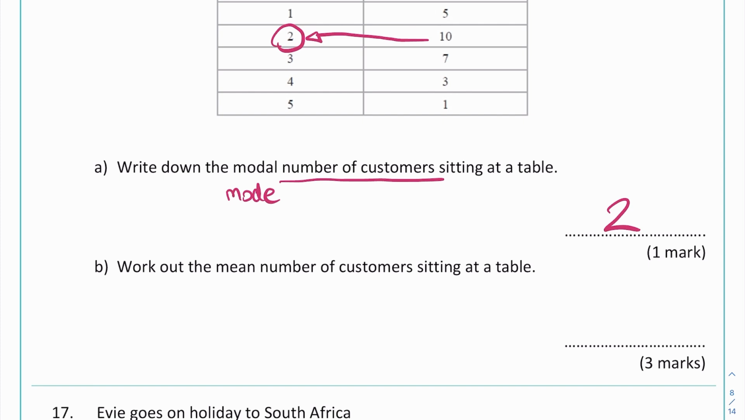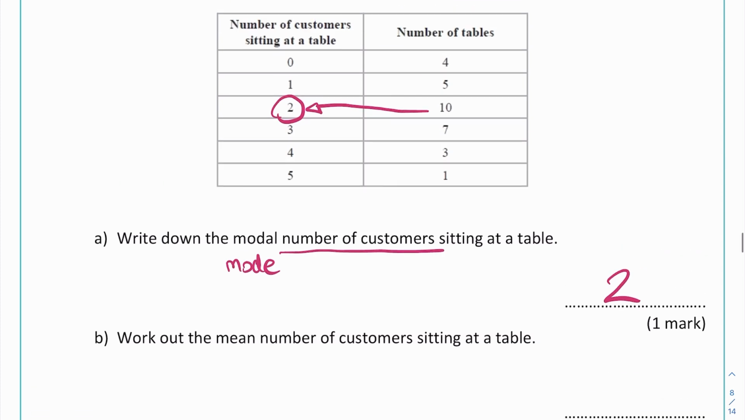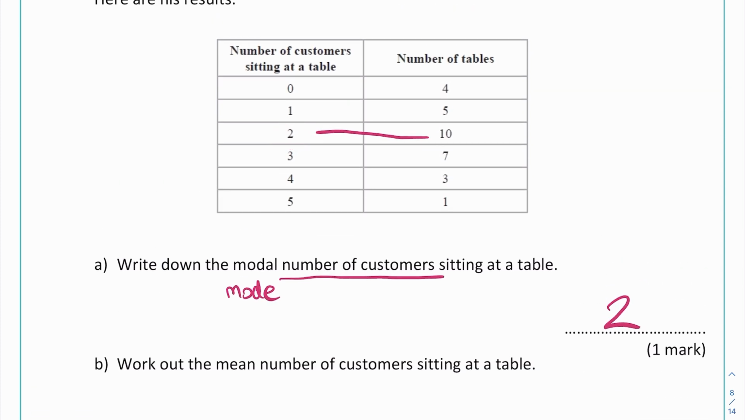It then says work out the mean number of customers. So when working out the mean, we do have a little bit more working out to do. We have to find the total of each row. So there are 4 tables with 0 customers. 0 times 4 is 0. There are 5 tables with 1 customer. 1 times 5 is 5. And we can just carry that along. So 2 times 10 is 20. 3 times 7, 21. 4 times 3, total of 12 customers. And 5 times 1 is a total of 5 customers.